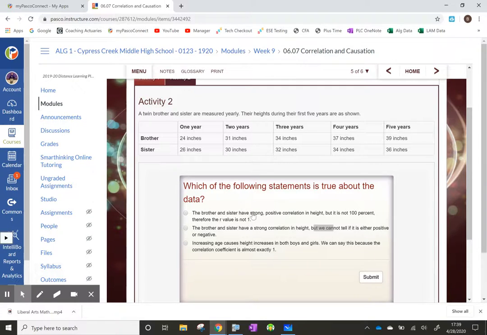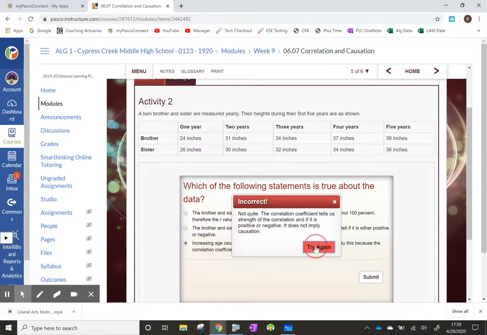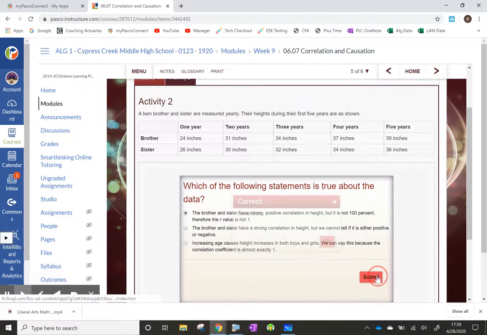This one says they have a strong positive correlation in height, which makes sense, but it's not 100%. Therefore, R value is not 1. I mean, I agree with that. It's not going to be perfect. But the increasing age causes height increases in both boys and girls. We can say this because the correlation coefficient is almost exactly 1. It's really hard to say. I'd probably go with this last option, but I'm wrong, as you can see. This is the correct answer.